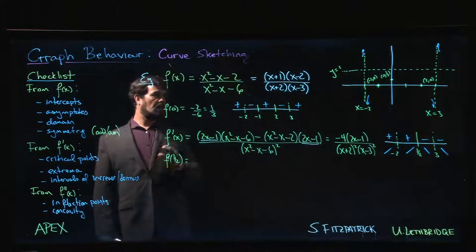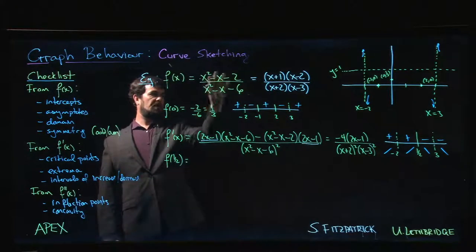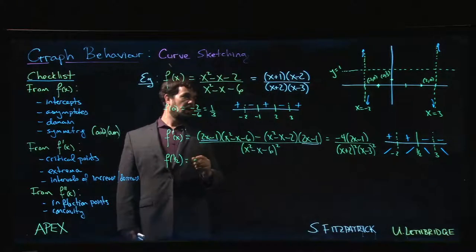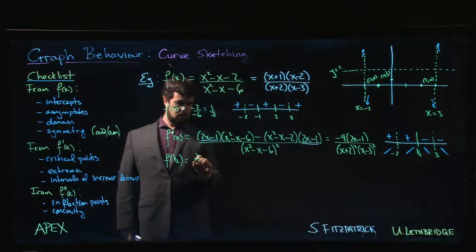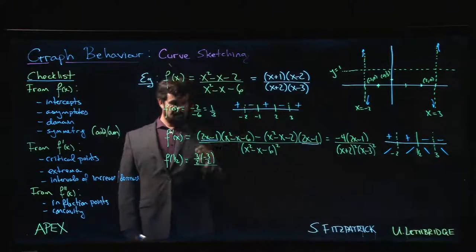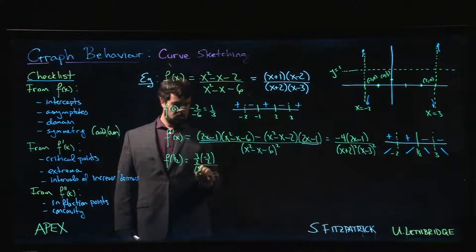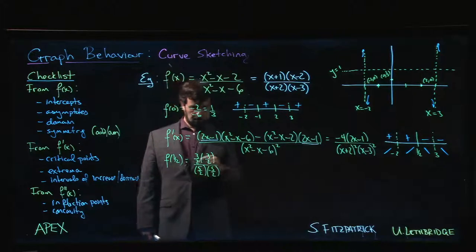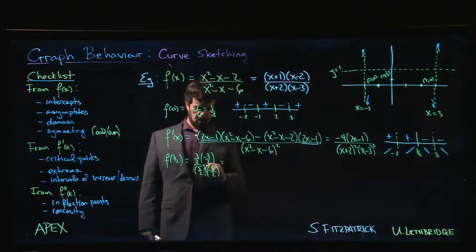F of 1/2, plug it in, whether you find it easier here or here, you plug in x equals 1/2. Let's go over there, I think it's a little bit easier. 1/2 plus 1 is 3/2. 1/2 minus 2 is minus 3/2. On the bottom, 1/2 plus 2 is 5/2. 1/2 minus 3 is minus 5/2. So we can multiply everything by 4, get rid of those denominators. We have minus 3 over, minus 9 over minus 25.